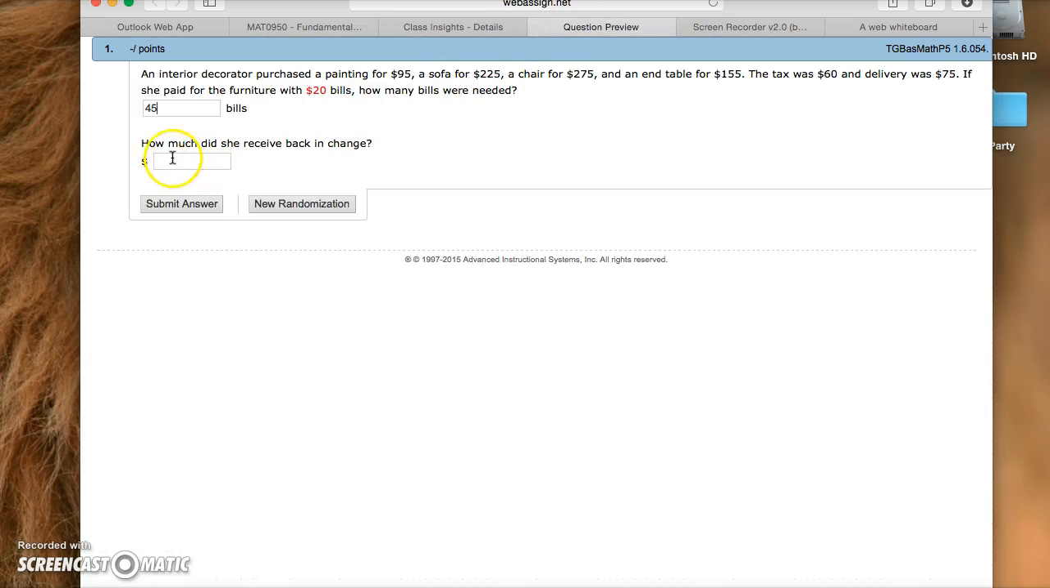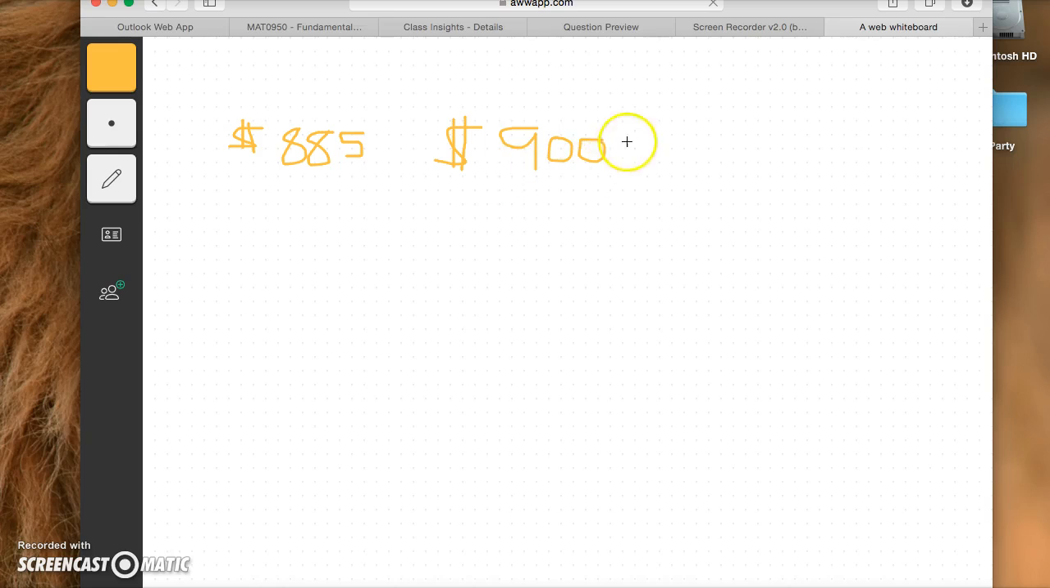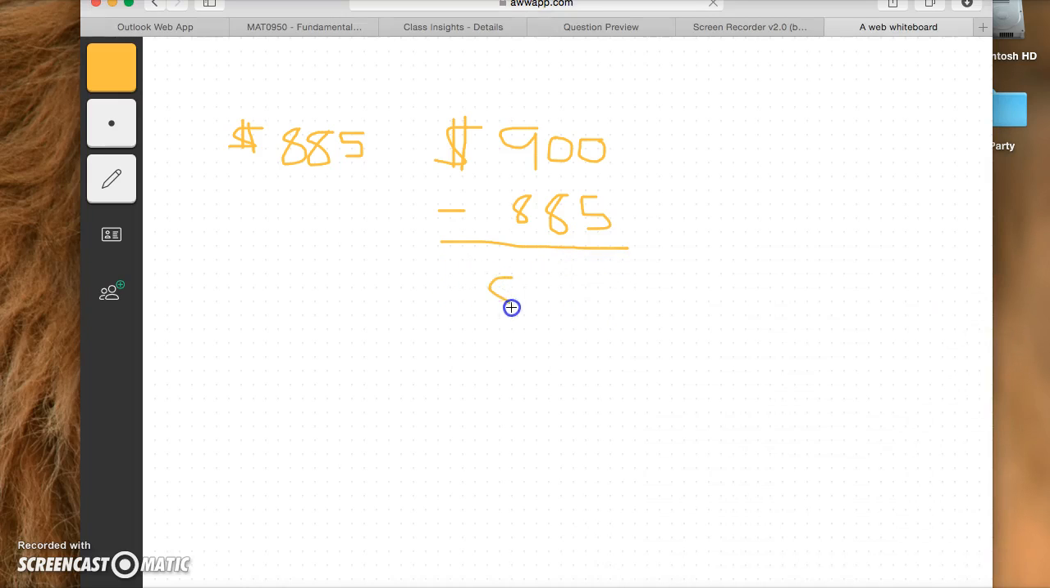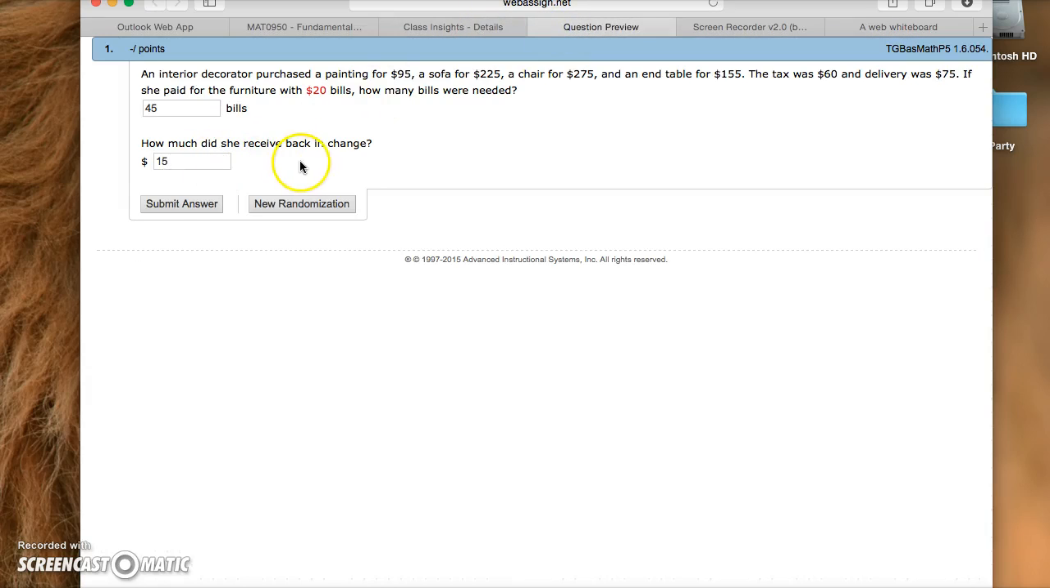So if we take a look here at the last part of the question, it says, how much would you receive back in change? All right, well, we're paying with 45 $20 bills, which is $900, and our total due is $885. So from this $900, we're going to have to subtract $885 to see how much the cashier owes us back. So our calculator, take 900, subtract 885, and we will get $15. We should receive $15 in change back here. All right, so we put that in as our answer, and we should be good to go.